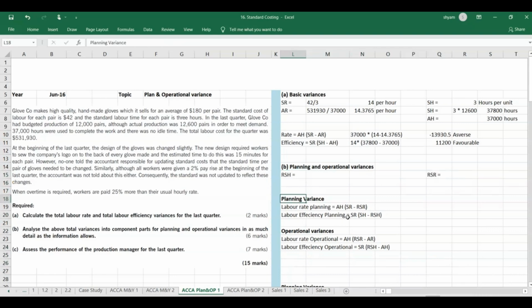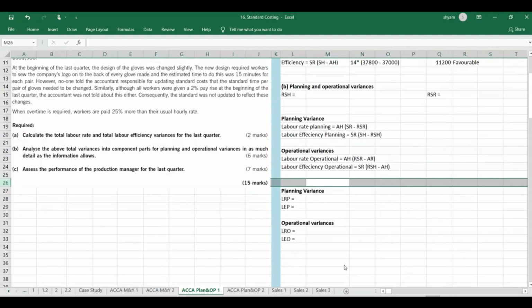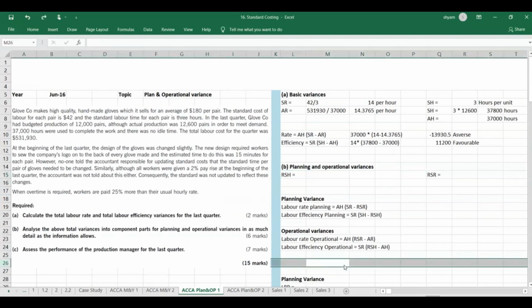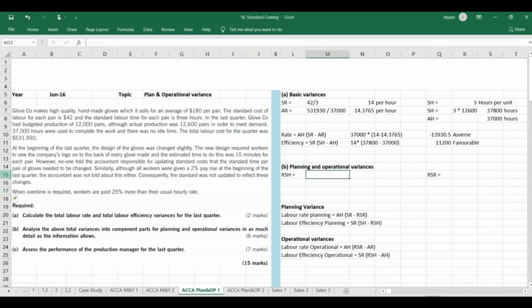And again, in the next one, SR we know, SH we know, RSH alone we have to find. The same thing, only we have to again find RSR and RSH. With that the concept is over. So let's get the idea here and we'll work it out. Let's get these numbers. For this only they have given you the additional paragraph.